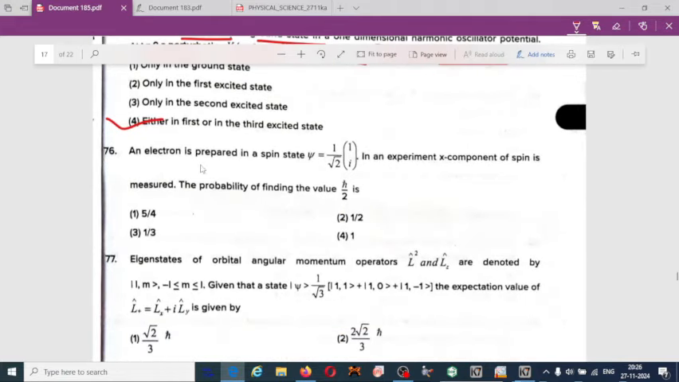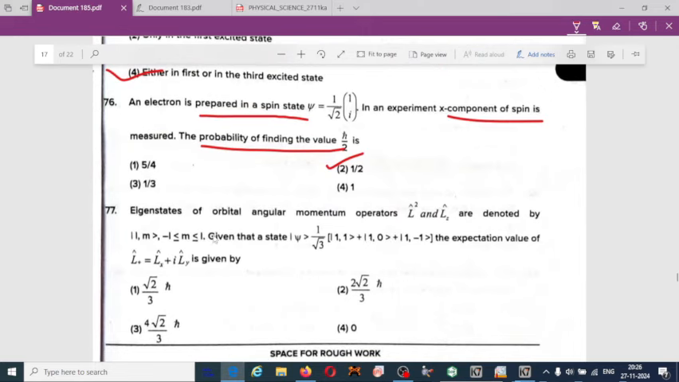76. An electron is prepared in a spin state. In an experiment, the x component of spin is measured. The probability of finding the value of h cross by 2 is. Option 2, 1 by 2, half.